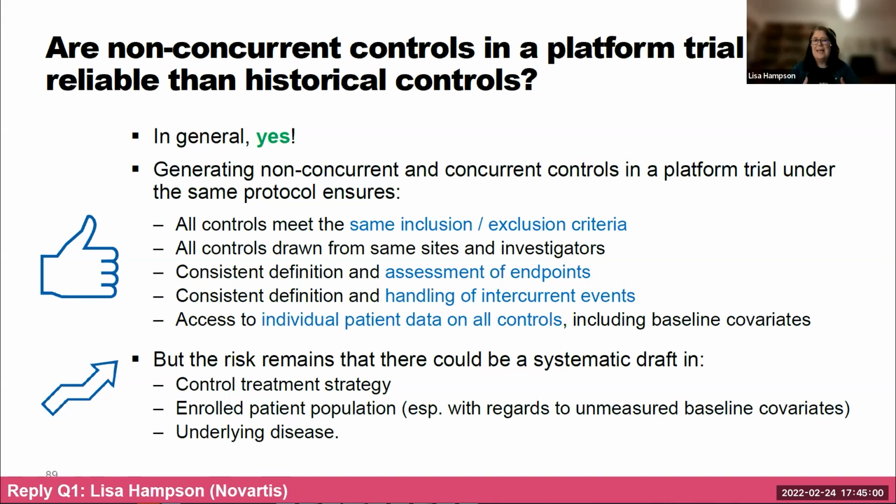We collect data and can handle in a consistent way key intercurrent events. Our controls are drawn from the same centers, from the same investigators, and our patients are fulfilling the same inclusion-exclusion criteria. Clearly, within those bounds, there still could be some drift over time in the patient population. But usually when we have non-concurrent controls in the platform, we will have access to their individual patient data, in contrast to historical controls where we may only have access to aggregate level data.